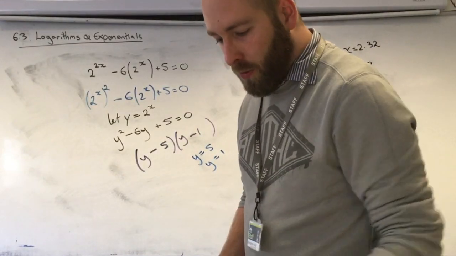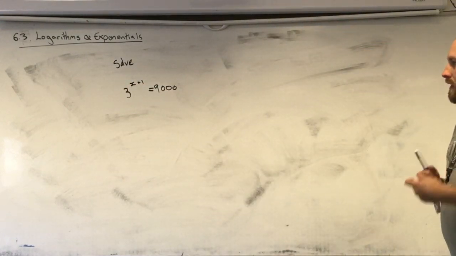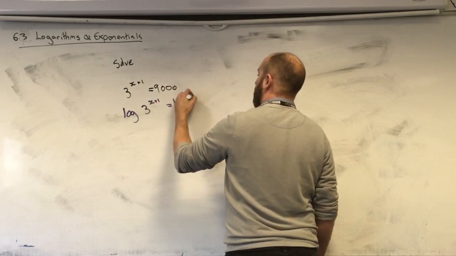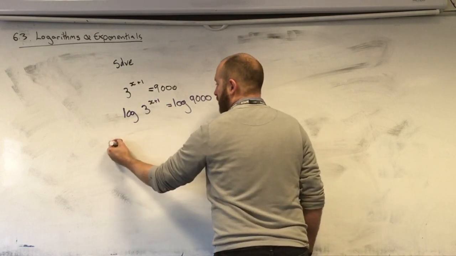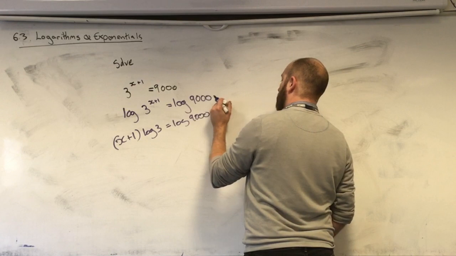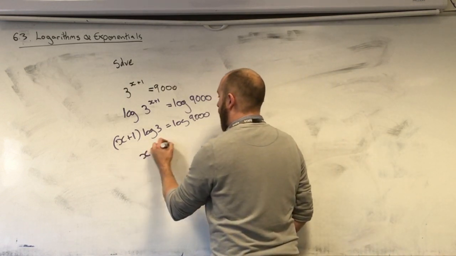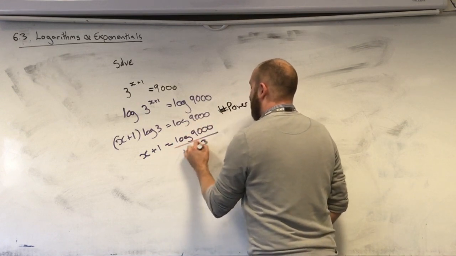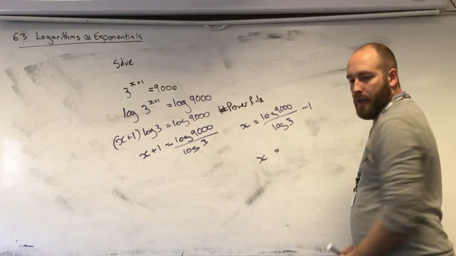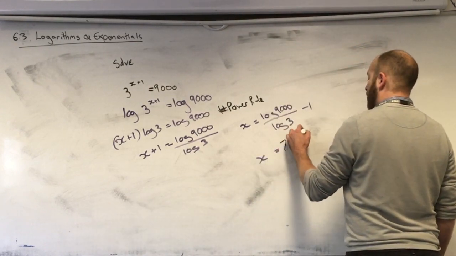Cool. Right, one more of these. Okay, so we're going to solve 3 to the power x plus 1 equals 9,000. So again, we're going to log both sides of this equation. Now I'm going to use my power rule to bring this down. Now I'm going to divide by log 3. And then subtract 1. Again, need to calculate for this one. And we get x is 7.28, or 7.29 if you're rounding.